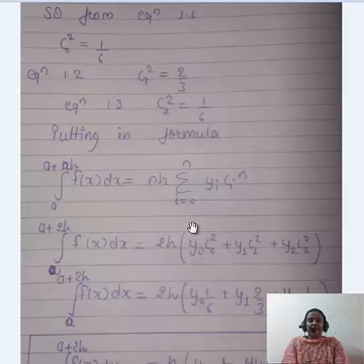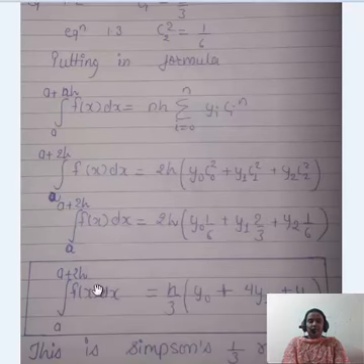So finally, putting these three terms in the formula, we get the integration of f(x) dx is equal to 2h times (y0 times 1/6 plus y1 times 2/3 plus y2 times 1/6). So finally we get h/3 times (y0 plus 4y1 plus y2). So the integration of f(x) dx from a to a plus 2h is equal to h/3 times (y0 plus 4y1 plus y2). This is Simpson's 1/3 rule. So we have derived Simpson's 1/3 rule from Newton-Cotes formula.